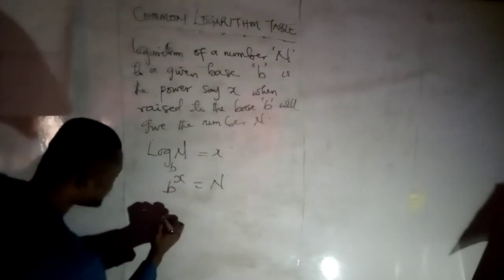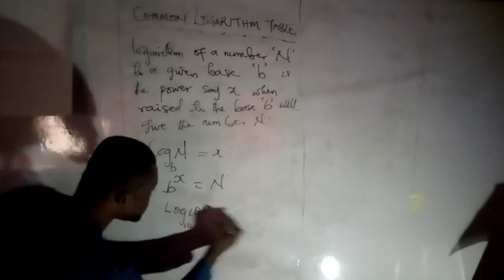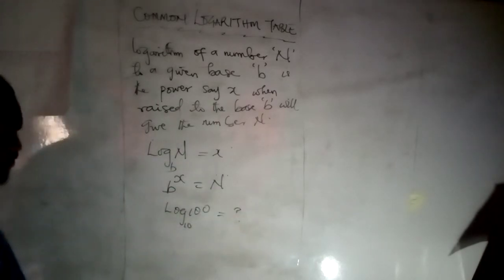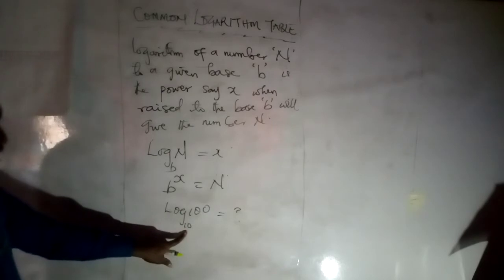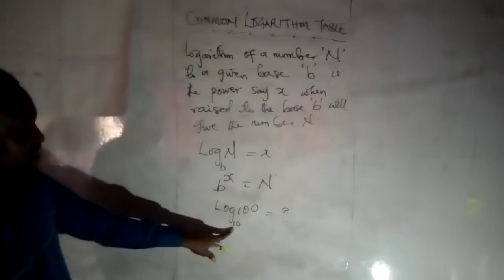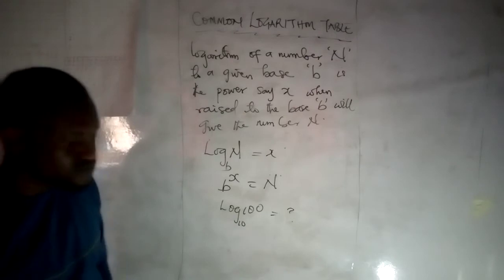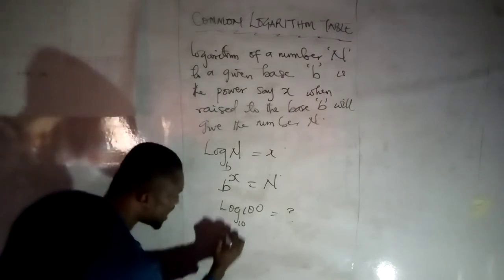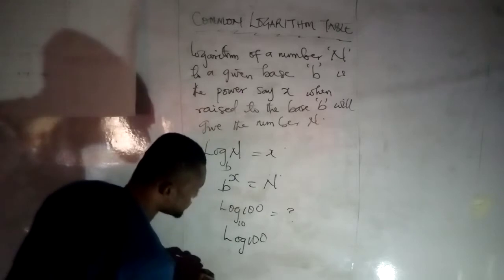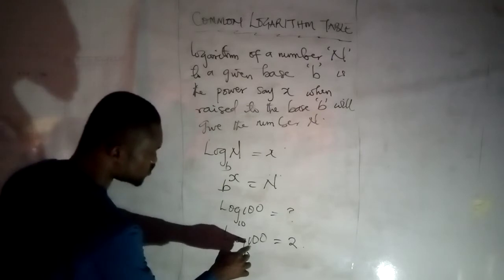Okay? So if we are to solve an exercise, for example, you are given the logarithm of 100 to base 10. Now, what are you going to get as your answer? You now have 10 as the base. You ask yourself, what number will you raise 10 to, to obtain 100? That number is 2. Yes, you are correct. So the logarithm of 100 to base 10 is equal to 2, because 10 raised to power 2 gives you 100.